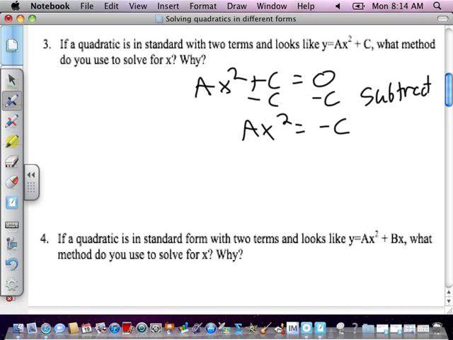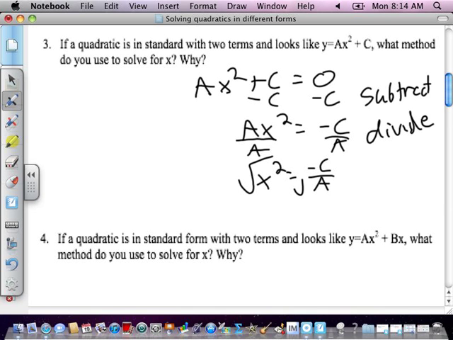What would I do then? What do I got to get rid of? A. So how do I get rid of the a? It's being multiplied, so I'm going to divide. So I'm going to write right here, I divide, and I get x squared equals negative c over a. And that would be my last step to get x by itself. The square root. And how many answers would I have? I would have 2, right? Because the square root could be negative or positive.